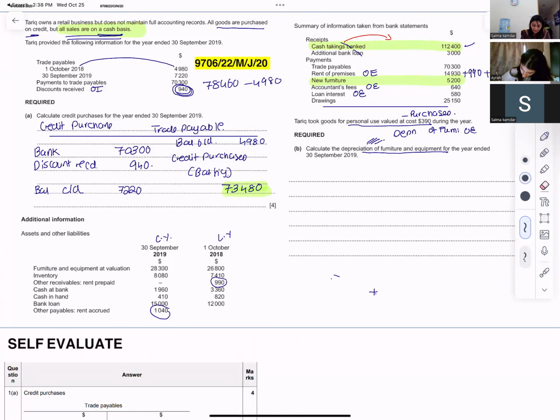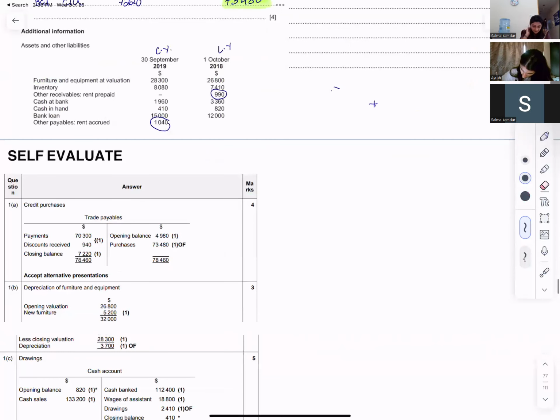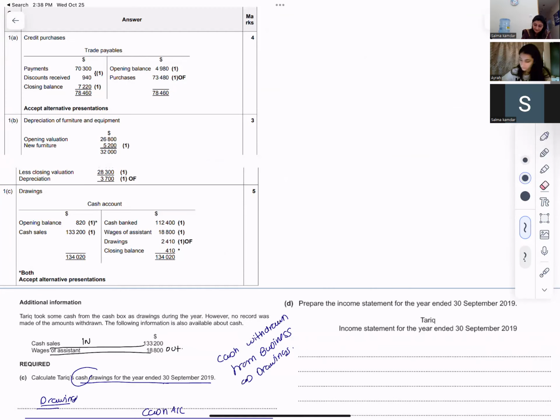They've directly given you cash sales. Yeah, they've given it to us now. This is wages of assistant, 133,200, and this is wages of assistant, 18,800. That would also be other expenses.